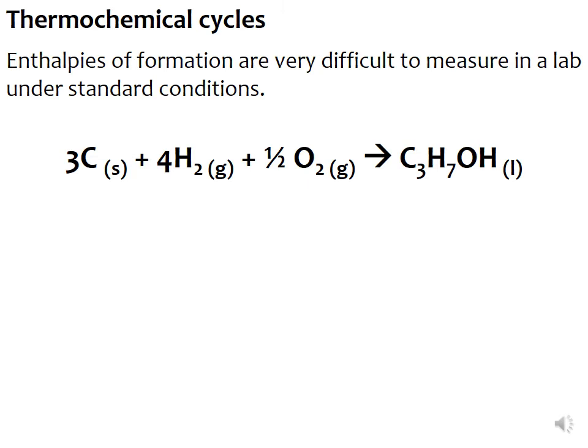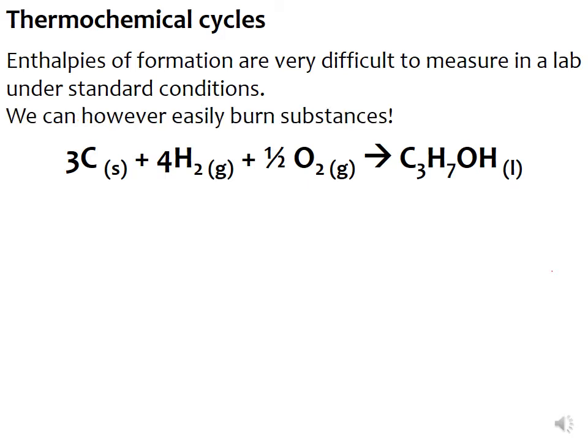What can we measure? Well, what we can measure very easily is the combustion. Now we can very easily burn substances in a lab. I could put a piece of carbon, set it on fire and heat up some water to measure the energy change that occurs, and we can therefore measure the combustion enthalpy very easily. Now that is studied in a topic called calorimetry, which is part of year 1 energetics, and also is studied at both GCSE chemistry and physics and combined science.